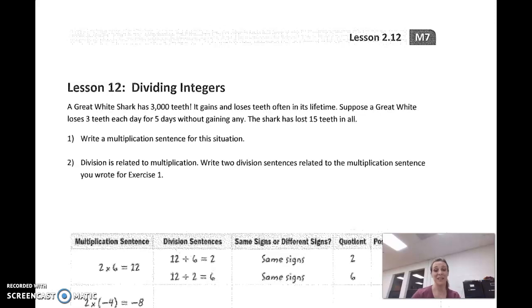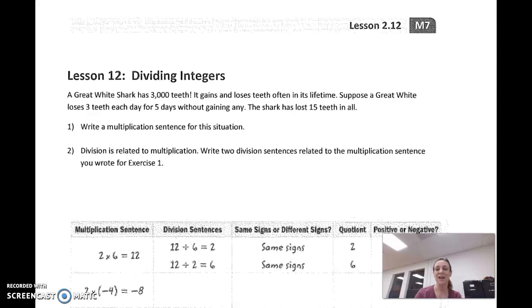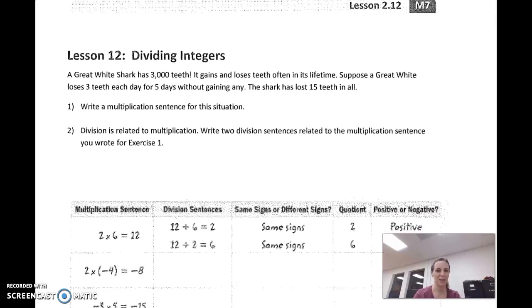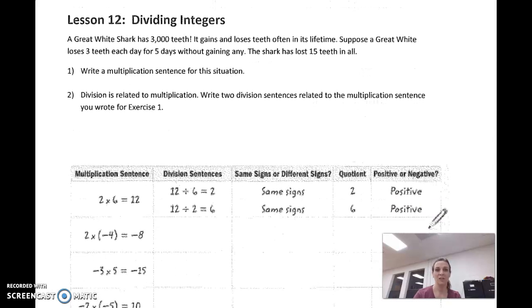Lesson 12 is on dividing integers. So obviously, since we've already multiplied integers, now we're going to divide integers. Good news, it's going to be really similar to multiplication. So let's look at this first example.